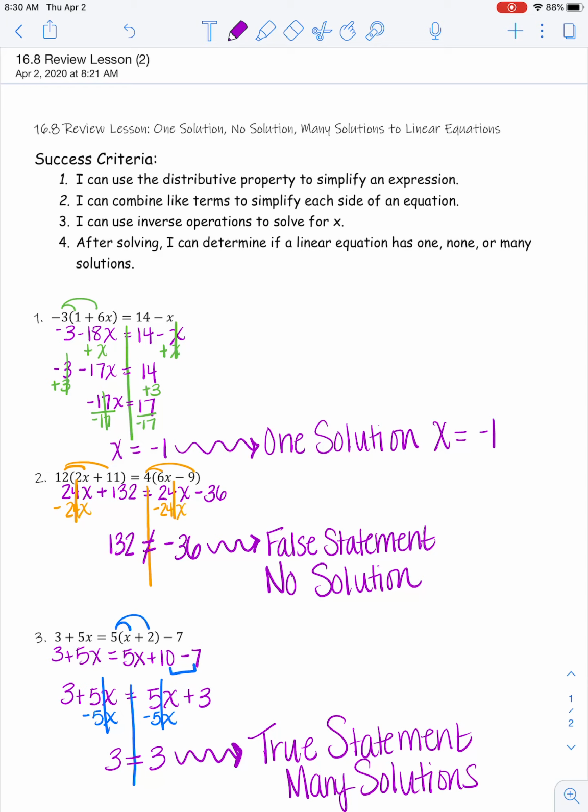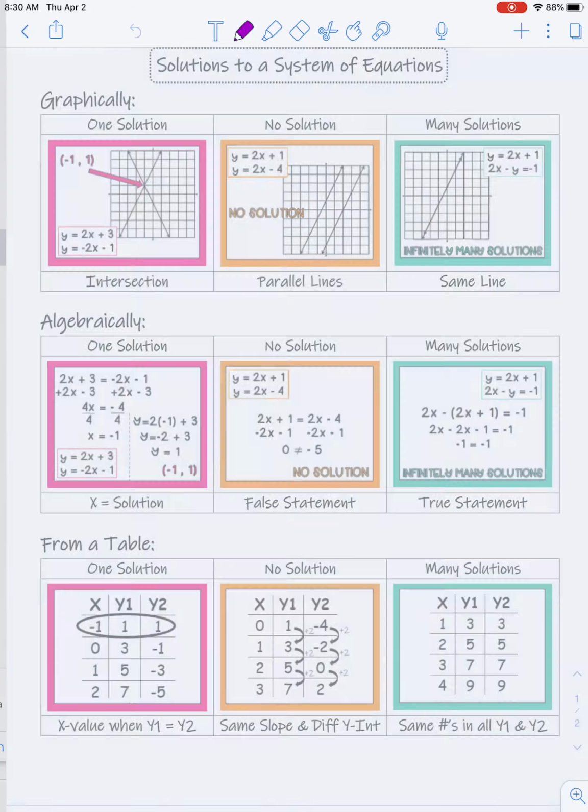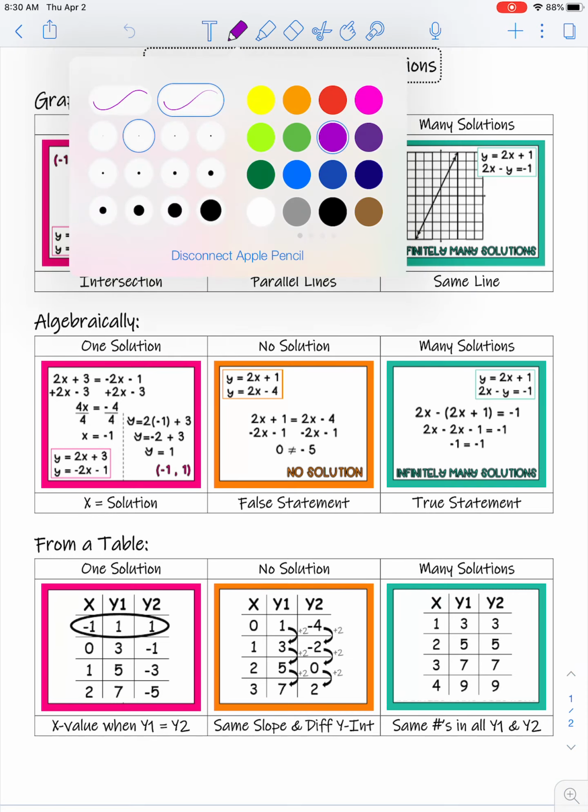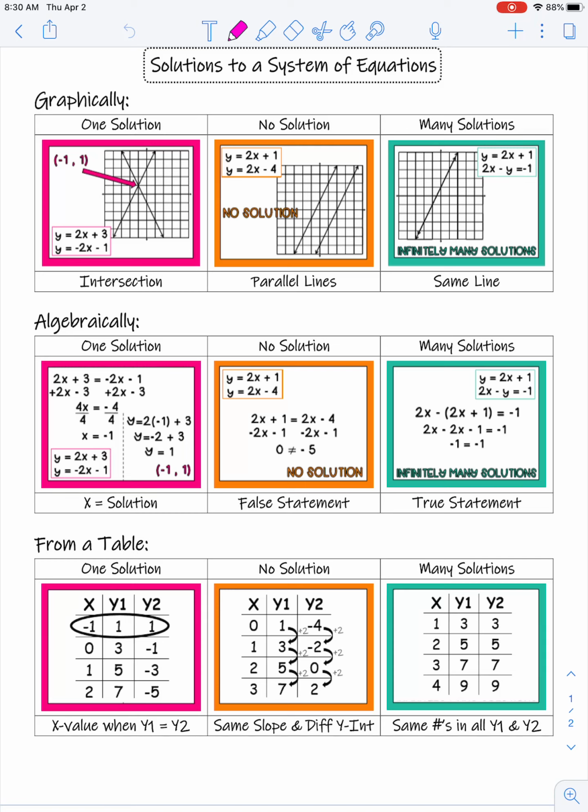So those are 3 examples that have been worked out for you algebraically. Now I'm going to pull up the vocab page and we're going to take a look at what one, none, and many solutions look like on a graph and also in a table. Okay, so here we go. If we're looking at a graph, we know that the solution to a graph is the intersection point. So if I look at this first graph, we have an intersection right here at -1, 1. The lines intersect. That means we have one solution, and that solution is x equals -1.